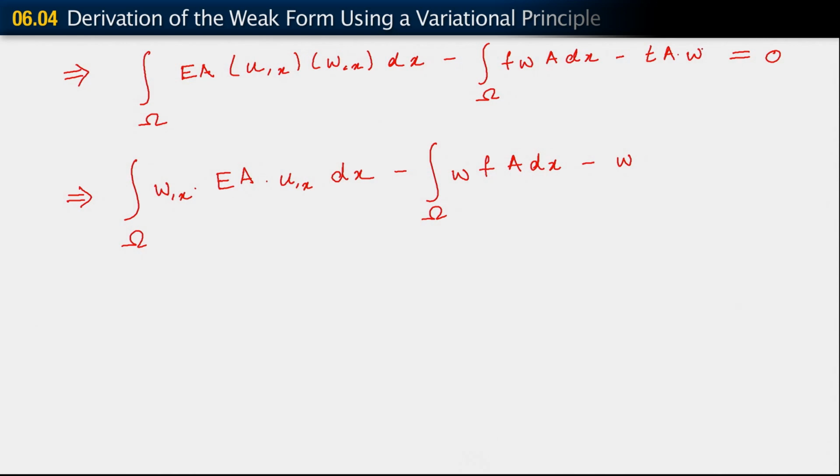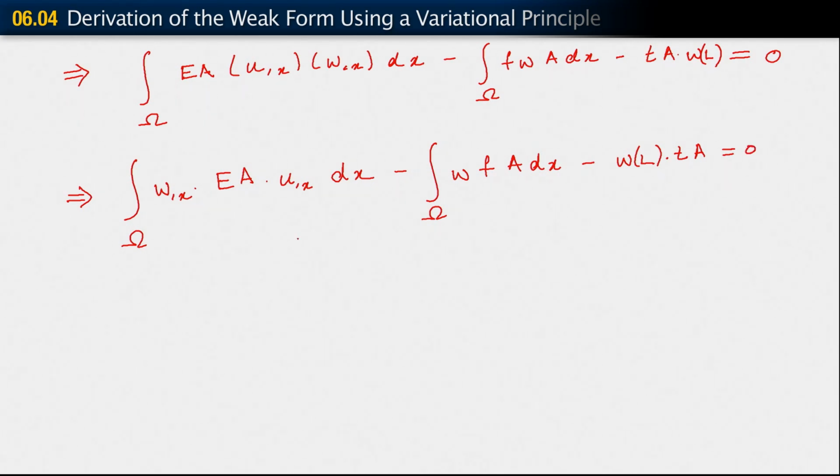Oh, I just realized that since we had u evaluated at L, what we get here is w also evaluated at L. And so it is on the previous slide as well. So here we get w at L dot T a, right? All of this equals 0.